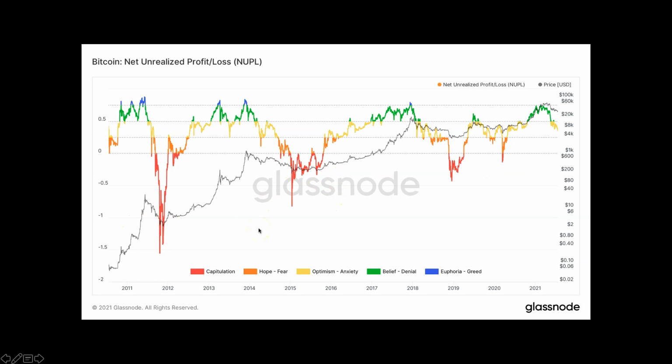Now, something that's very important for people to understand when looking at on-chain data is that these are not timing tools.